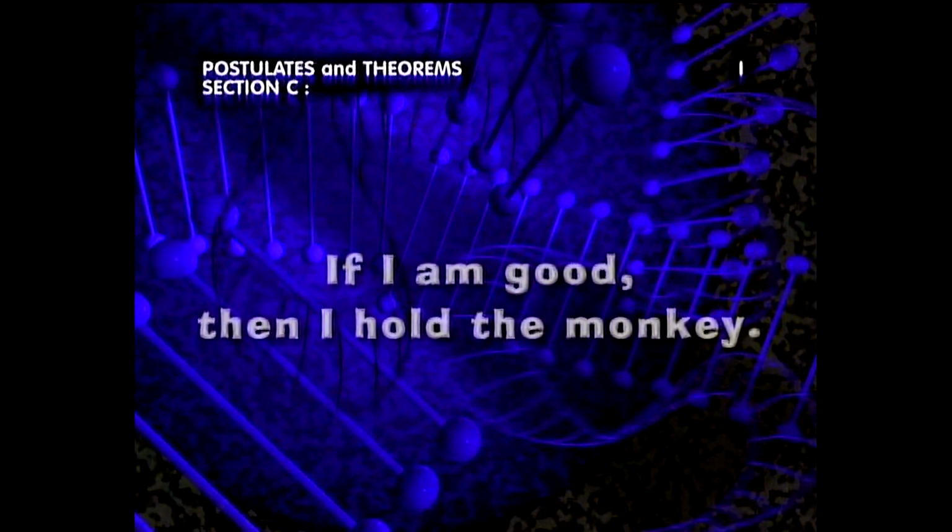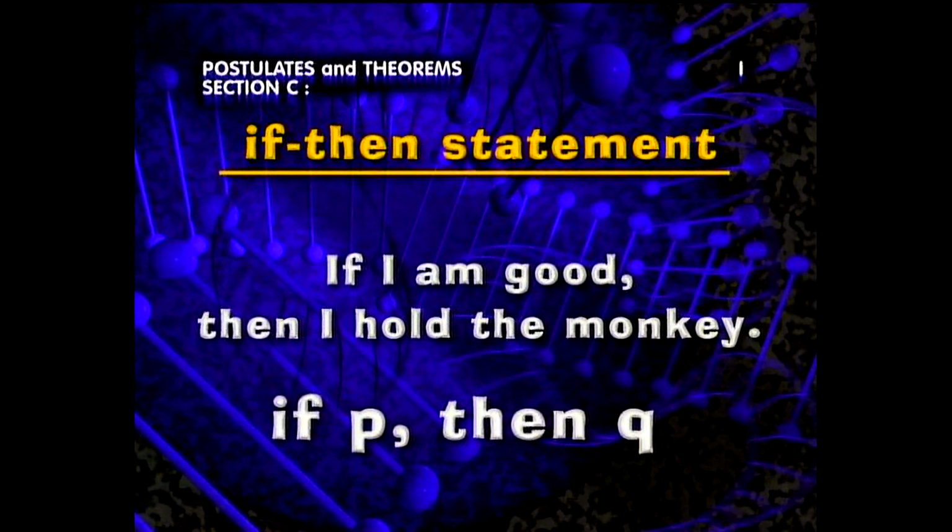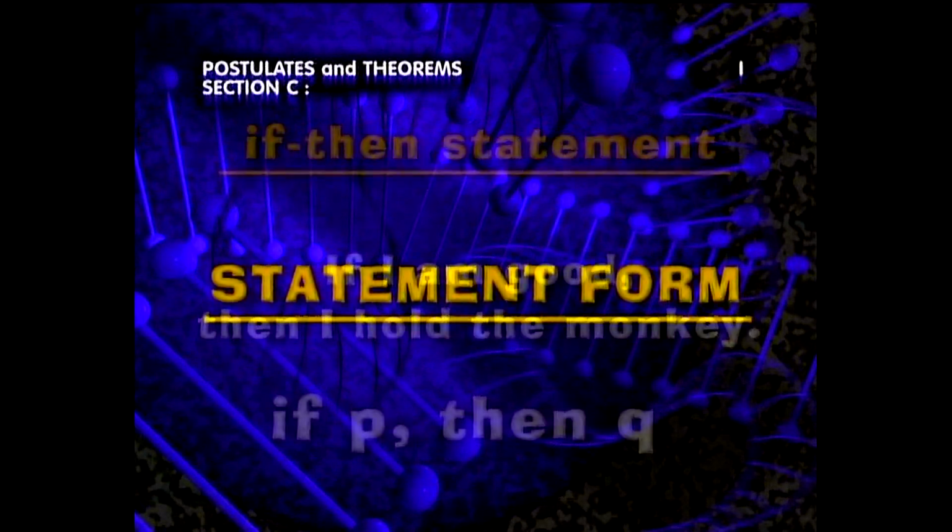Let's take the statement, if I'm good, then I hold the monkey. This is called an if-then statement, just like our theorems are: if P, then Q. The if part, or P, is, if I am good. The then part, or Q, is, then I hold the monkey. If I am good, then I hold the monkey. This is the statement in statement form.